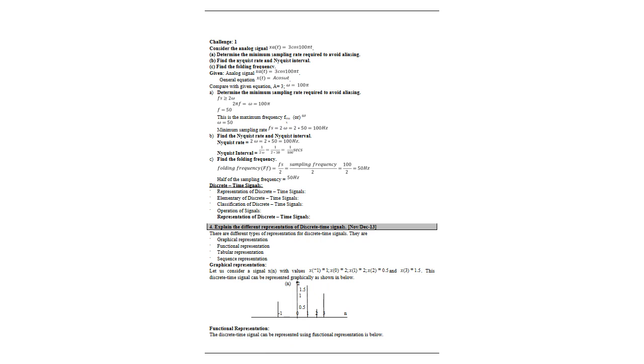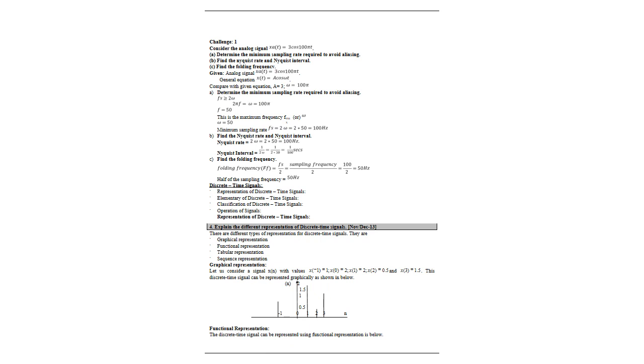So here is one of the challenges. Consider the analog signal xa of t equal to 3 cos 100 pi t. We have to determine the minimum sampling rate required to avoid aliasing. Then we have to find the Nyquist rate and Nyquist interval. Also find the folding frequency. So this is the problem. Here we are going to find out.